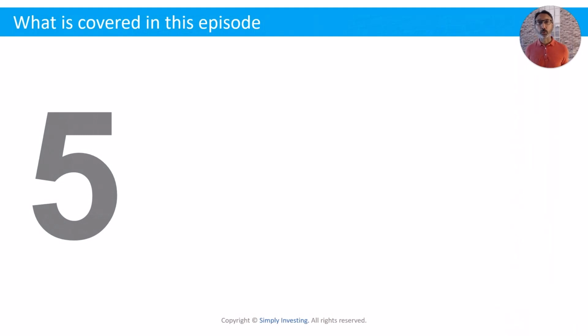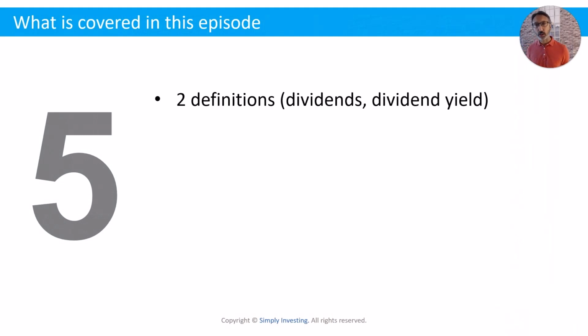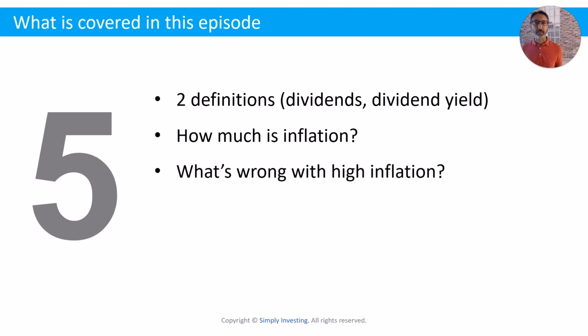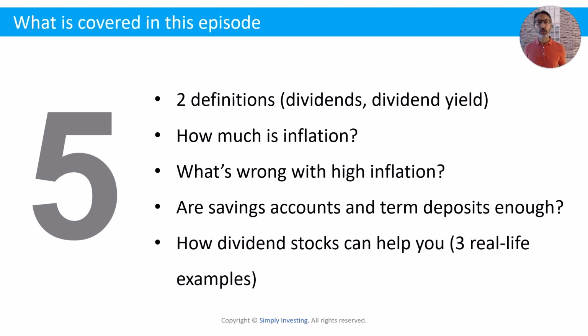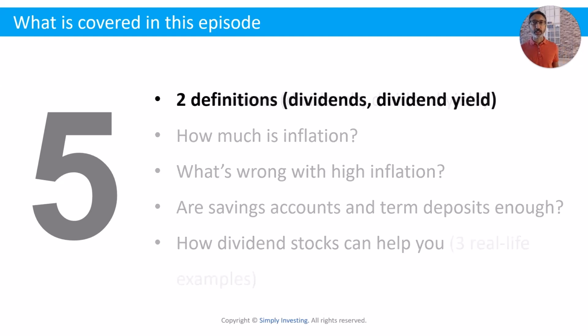In this episode, we're going to cover 5 things. We're going to start off with 2 definitions first. I'm going to tell you what are dividends and what is the dividend yield. Then we're going to look at how much is inflation today. Then let's take a look at what's wrong with high inflation and how does that impact you. Then we're going to take a look at some savings accounts and term deposits. Are those enough to help you beat inflation? And then lastly, I'm going to show you how dividend stocks can help you stay ahead of inflation. And I'm going to cover 3 real-life examples with you. Let's get started with our 2 definitions first.